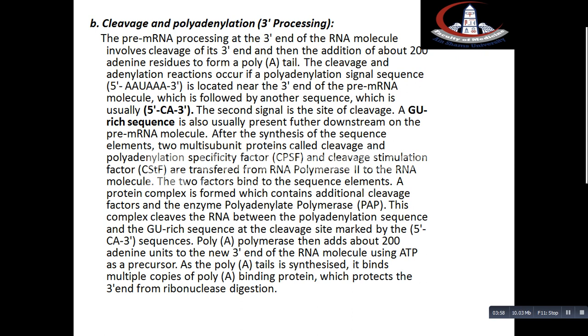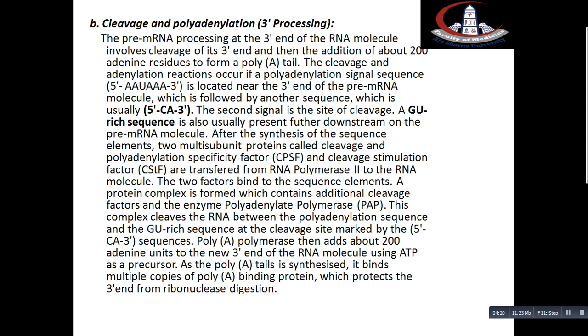After the synthesis of the sequence elements, two multi-subunit proteins called cleavage and polyadenylation specificity factor and cleavage stimulation factor are transferred from RNA polymerase 2 to the RNA molecule. The two factors bind to the sequence elements. A protein complex is formed which contains additional cleavage factors and the enzyme polyadenylate polymerase.